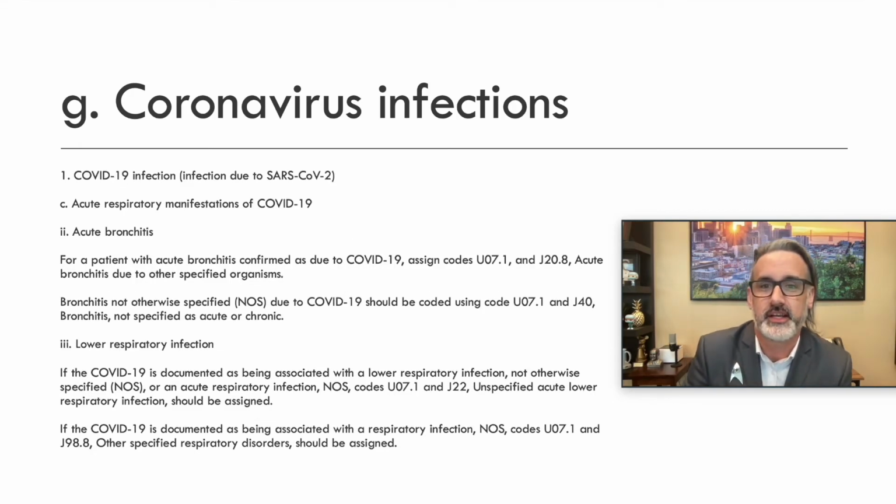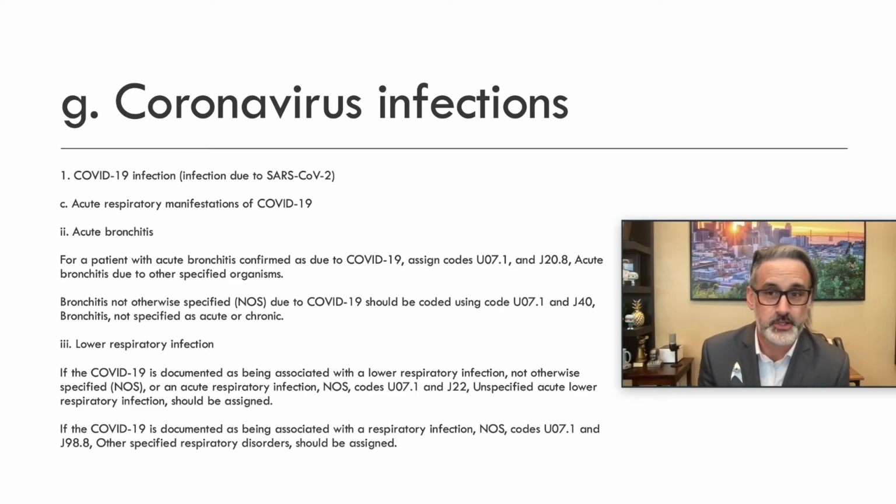Patient has acute bronchitis confirmed that is due to COVID-19, we'd code the U07.1 first, followed by the J20.8, acute bronchitis due to other specified organisms, second. If the patient has bronchitis, for example, that's due to COVID-19, we'd code the U07.1 COVID-19 code first, and then the J40 code for bronchitis, not specified as acute or chronic, second.